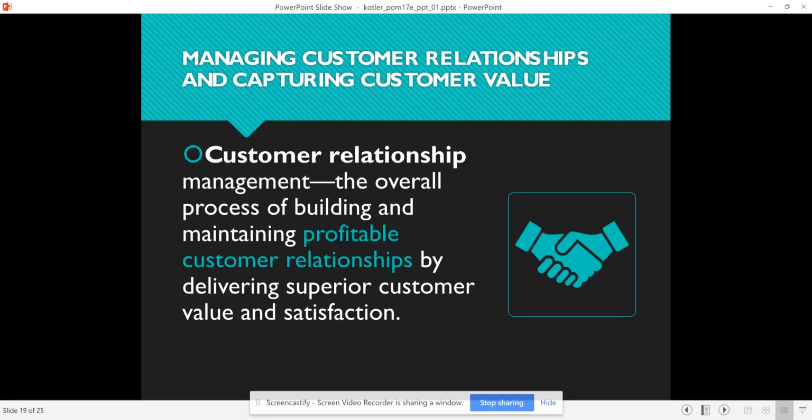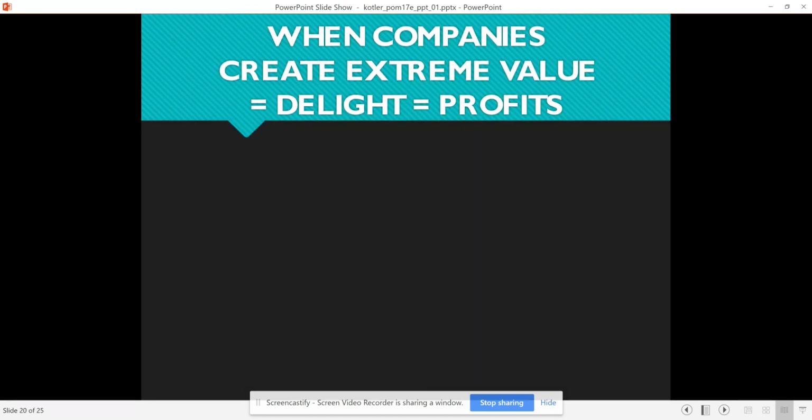So this is where we get into customer relationship management, which is CRM. This is the overall process of maintaining. Remember, marketing is the process of creating. Now we got to maintain. So customer relationship is maintaining and building a profitable customer relationship by continuously delivering superior value and satisfaction. So customers create value when you delight the customer. And when you delight a customer, you create profits.